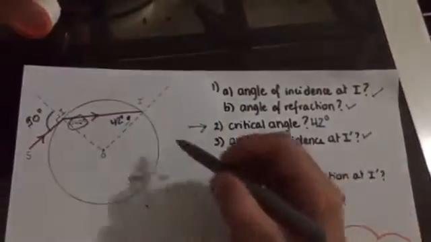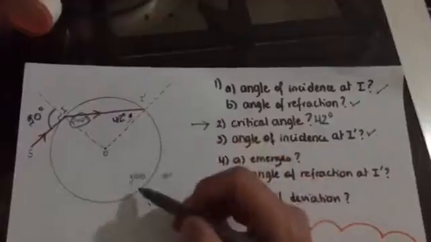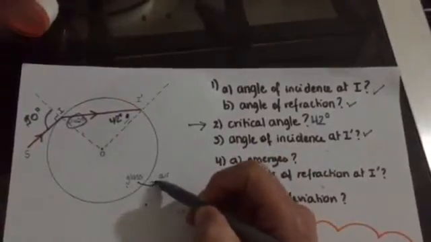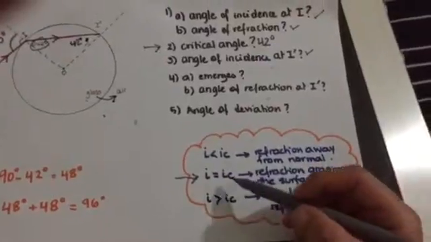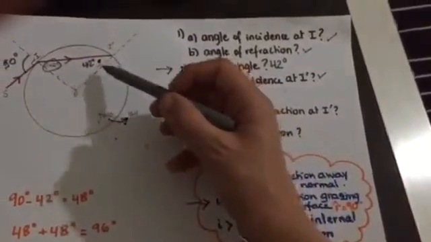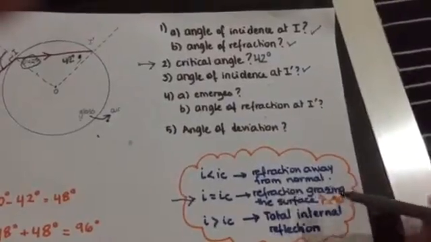Now they're asking whether this ray emerges out of the glass. Let's say the light ray is passing from glass to air. We have to check the rules. The critical angle is 42 degrees and i is equal to 42 degrees. So in this case, you have refraction grazing the surface.